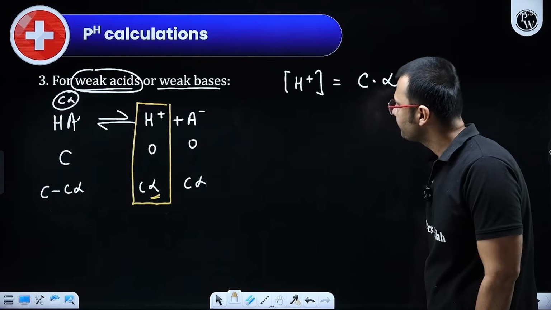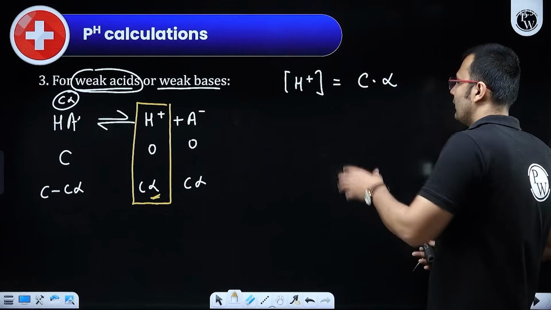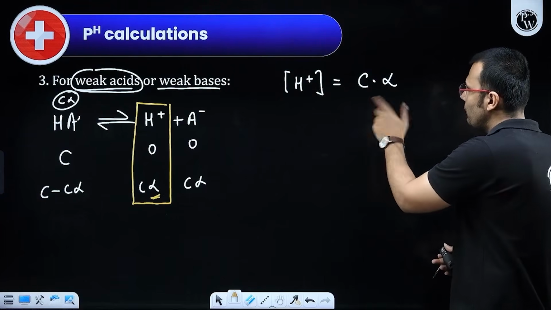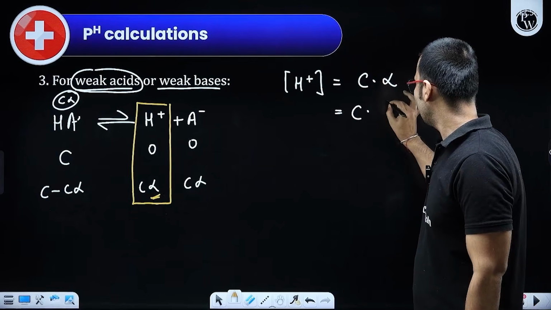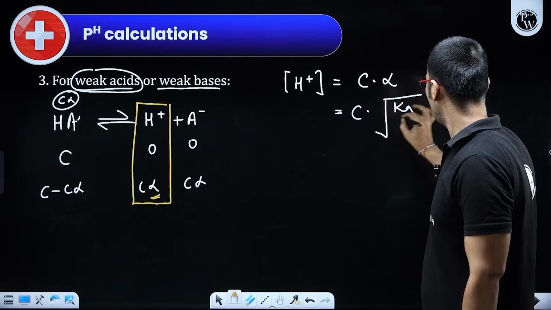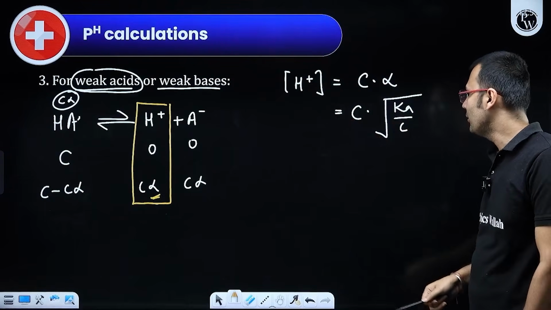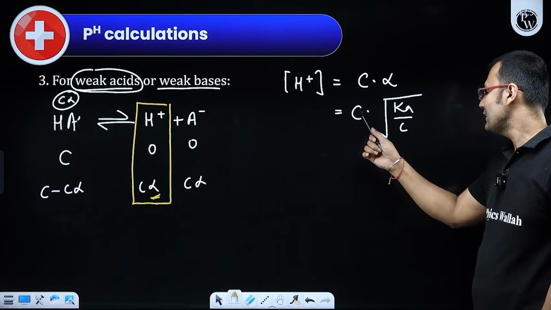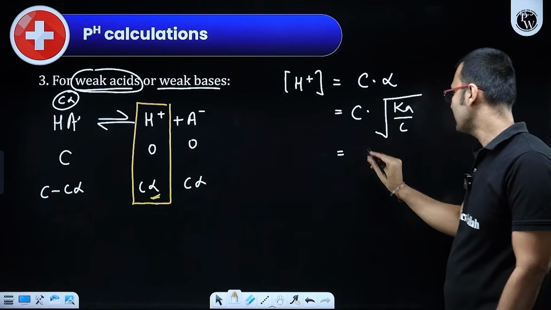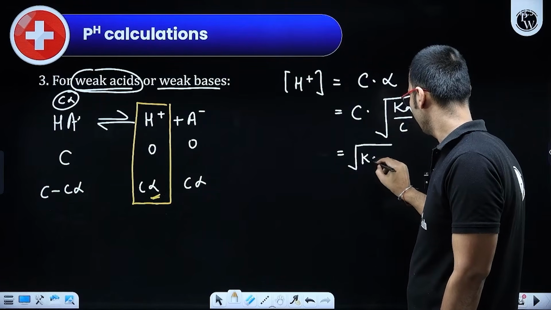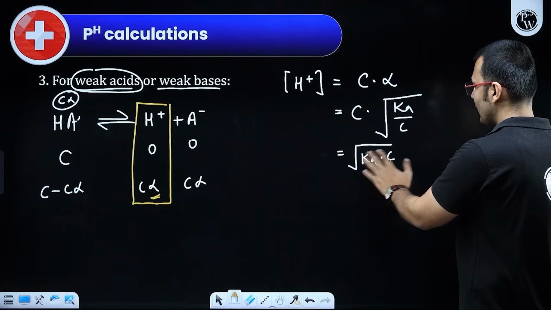And of course we can find pH, but the point is sometimes they will manipulate this expression, right? Like instead of C alpha, I can write it as C into square root of K upon C. Basically, from this I will get the concentration in terms of the dissociation constant. If I take C inside the square root, it will be under root of C square into K by C. One C will be cancelled, so square root of K into C. So H plus concentration can be written either as C alpha or under root of K into C.